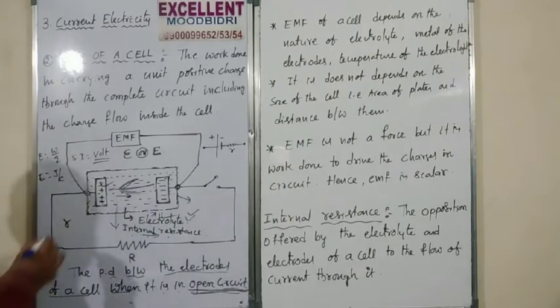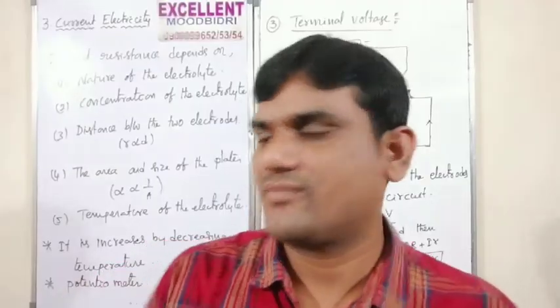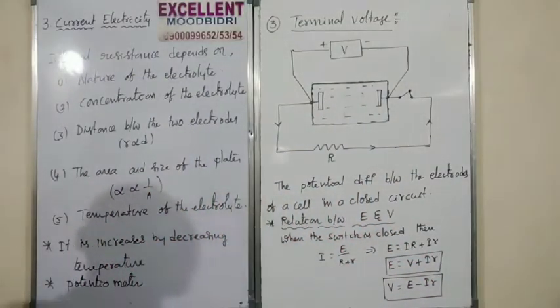The SI unit is what? Ohm only. SI unit is ohm. And what are the factors of internal resistance? Now we will see. Right. So, factors of internal resistance.